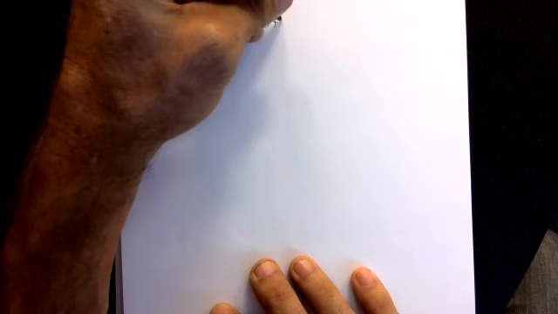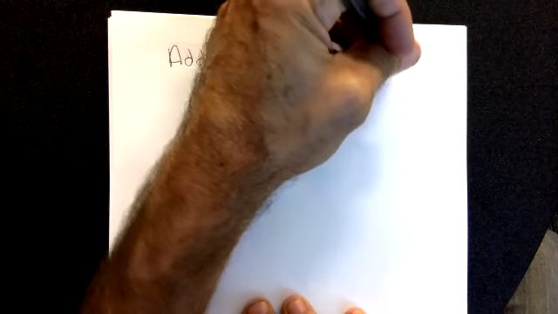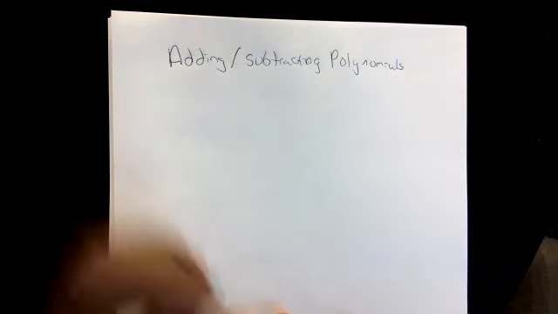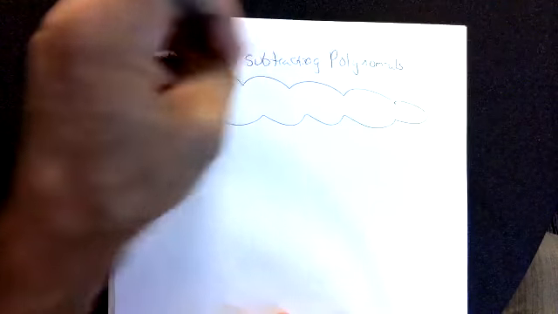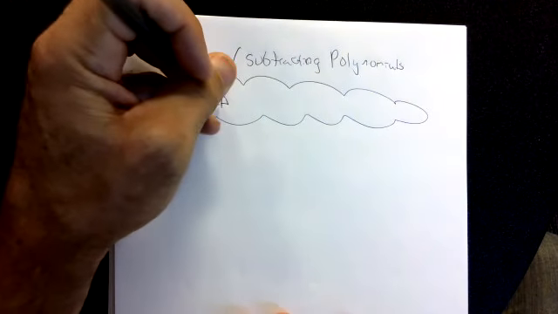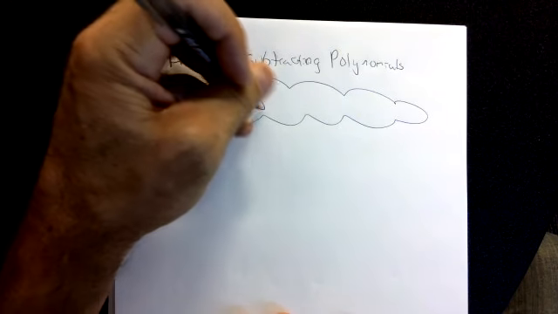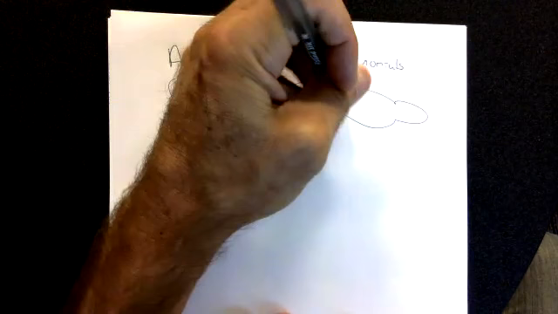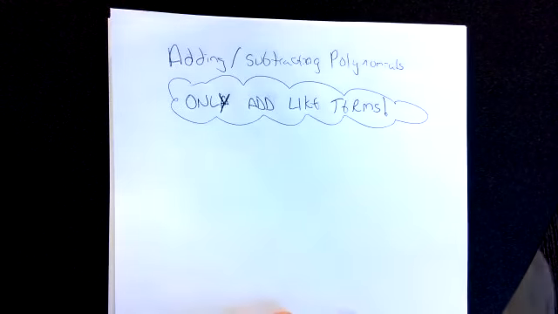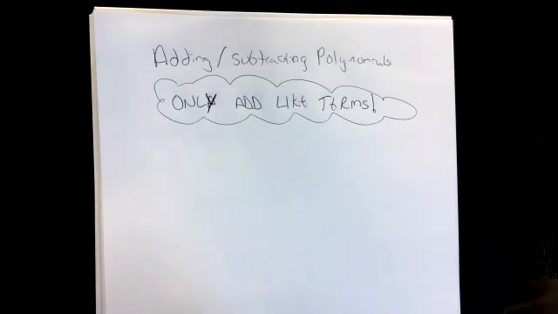Then what we're going to do with it, primarily the focus of section 5.3, is adding or subtracting polynomials. And this can be summed up pretty conveniently in that you can only add like terms. Okay, remember that. That's extremely important. Okay, the only thing you can ever add in math are your like terms.